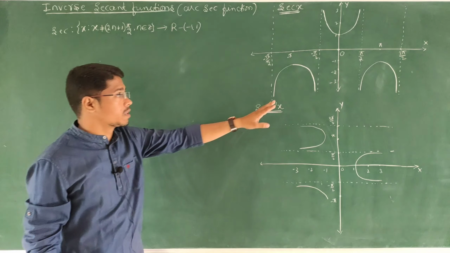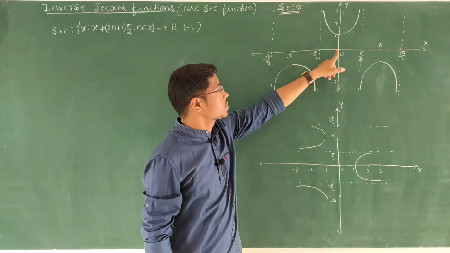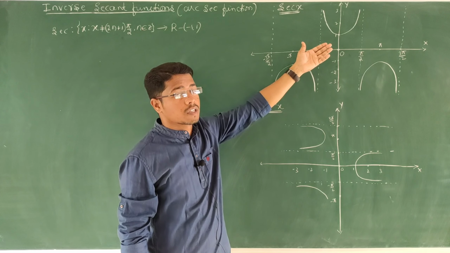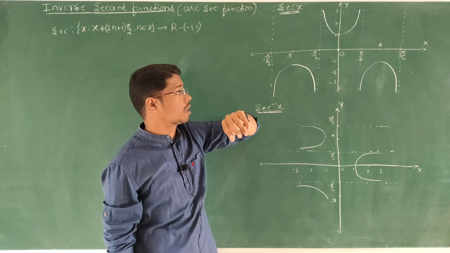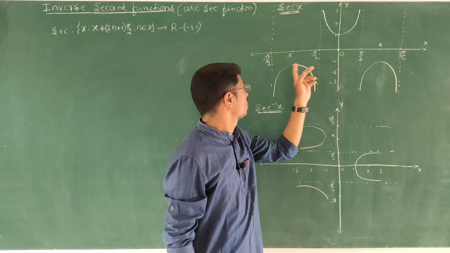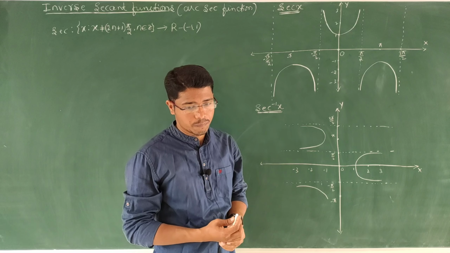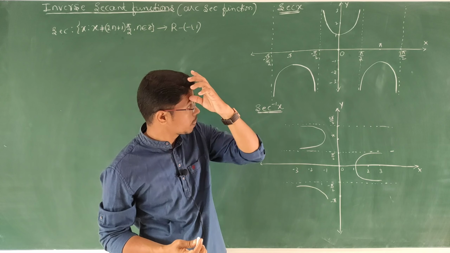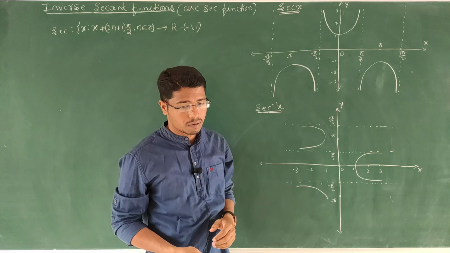See the graph of the sec function. This doesn't include (-1, 1), so the secant function is defined except there. And this is not defined at odd multiples of π/2: π/2, 3π/2, -3π/2. It means the secant function assumes all real values except (-1, 1), and it is not defined at odd multiples of π/2.